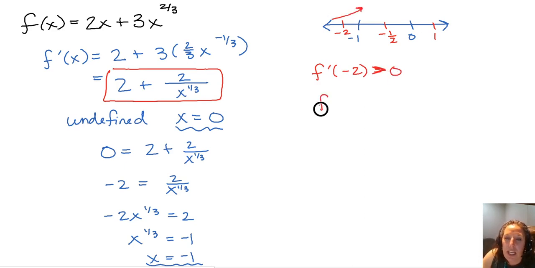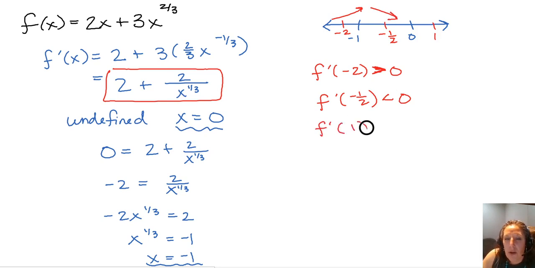If we plug in negative 1/2, could plug in negative 1/3 too. Negative 1/2, if we plug in a negative 1/2 there, that's going to end up giving us a negative number because it's going to make that denominator much smaller, making that second term much bigger. And so it is decreasing on that interval.